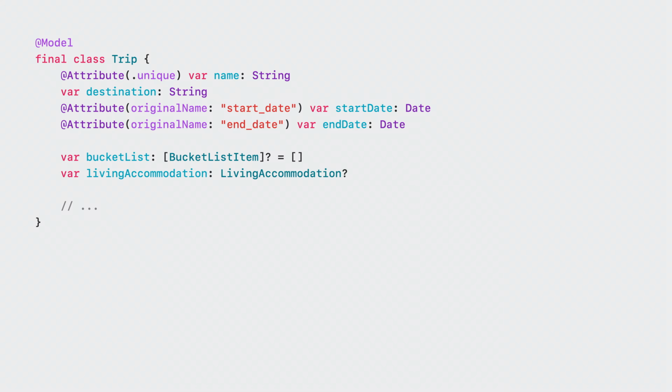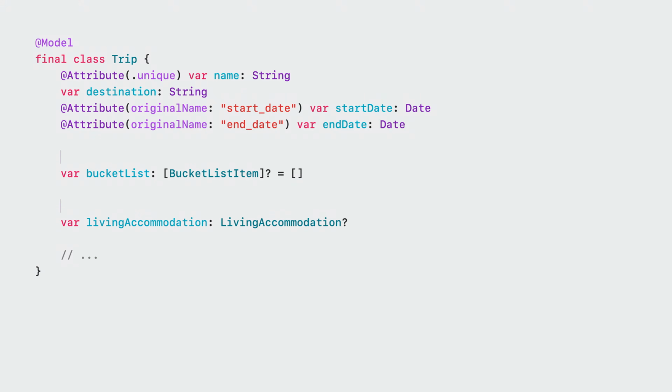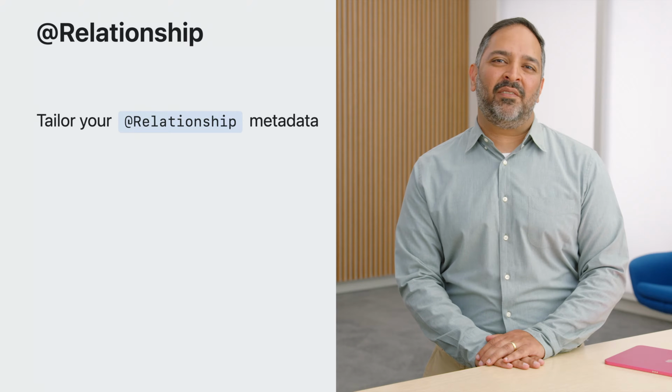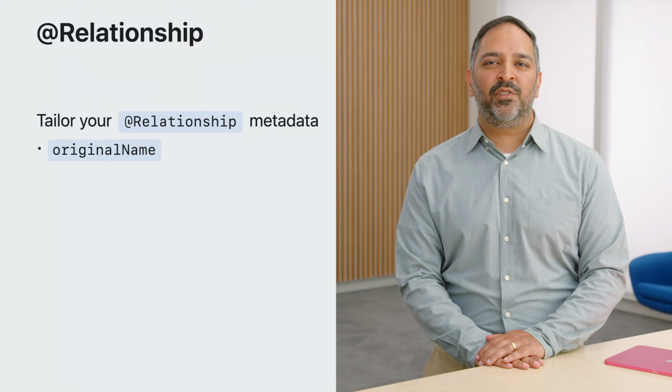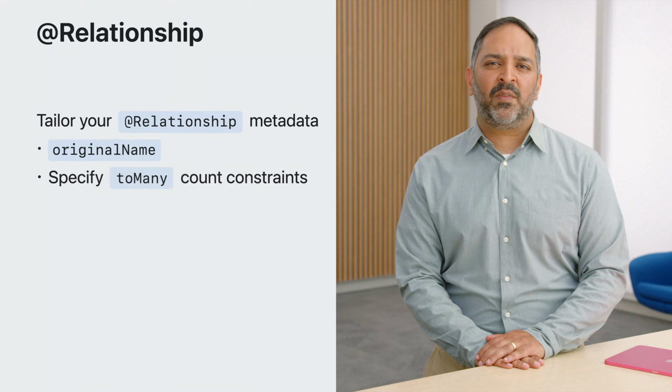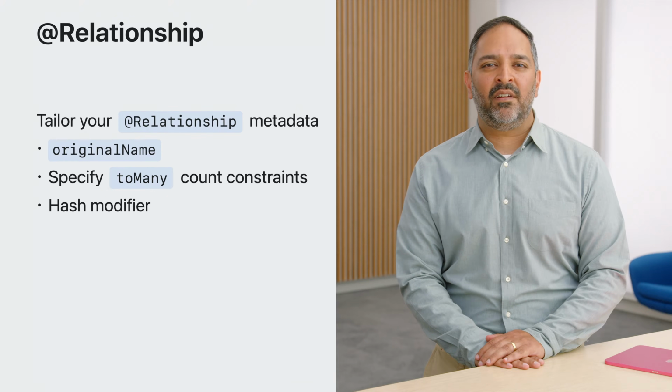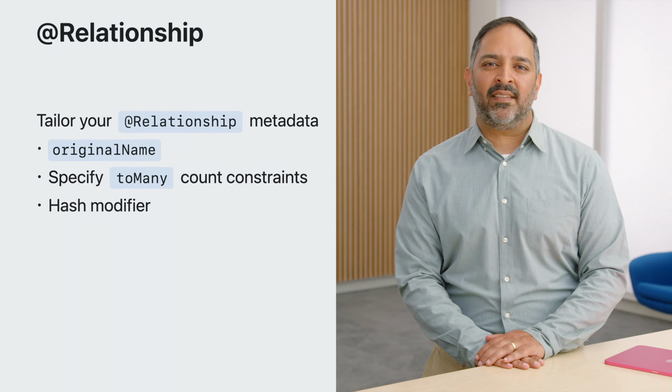However, I want my bucket list items and living accommodation to be deleted along with the trip. I can easily do that by adding the @relationship macro with a cascade delete rule. Now when I delete my trip, it will delete those relationships as well. And the @relationship macro does so much more, including the original name modifier and the ability to specify the minimum and maximum count on a to-many relationship. The sample trips app is shaping up nicely, but I still have an update to do.